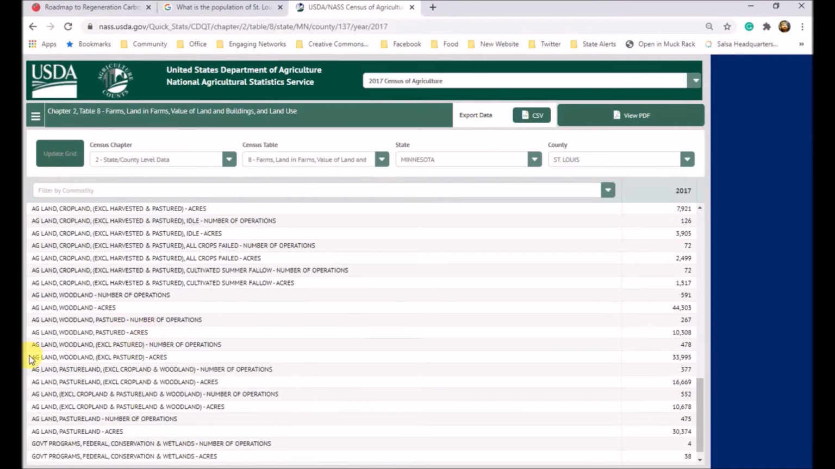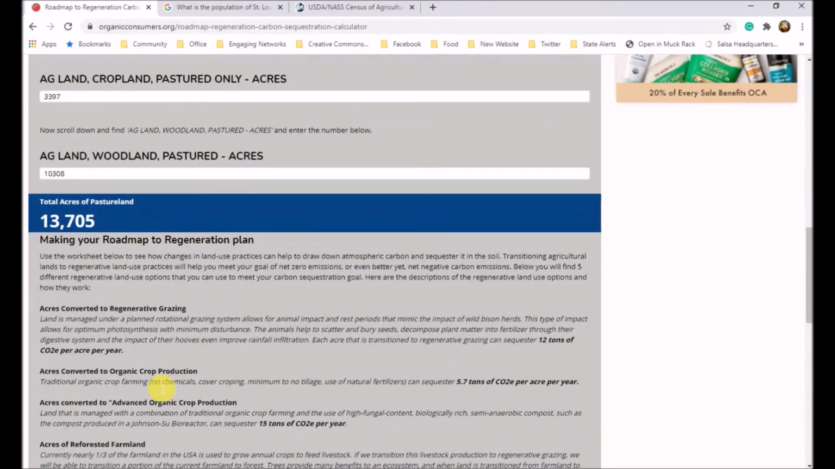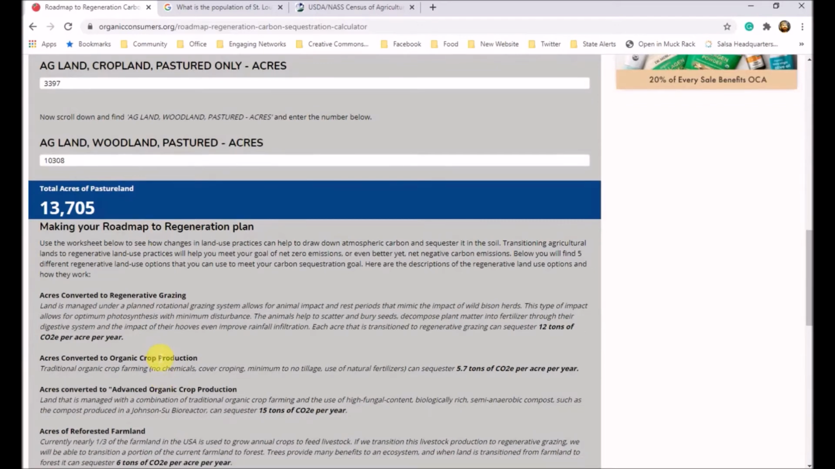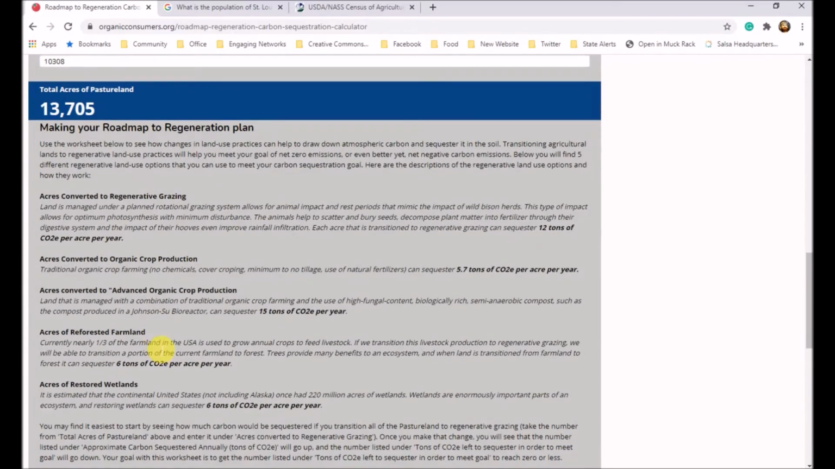These statistics will help the calculator figure out how much total pasture land you have and how much total agricultural land you have in your area. Next, it's time to start working out what land use changes could be made in your area to reach your carbon sequestration goals. In the calculator, you will find a description of 5 different regenerative land use techniques. Reviewing the descriptions and their corresponding annual carbon sequestration potential should help you in figuring out a regenerative plan that fits your area.